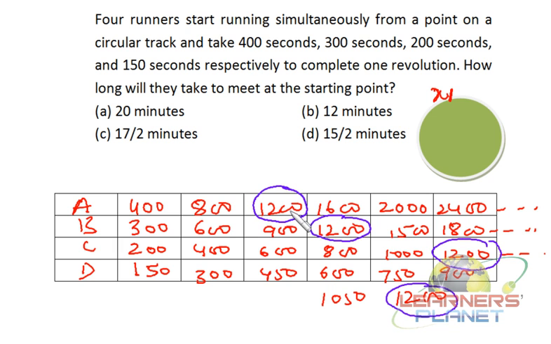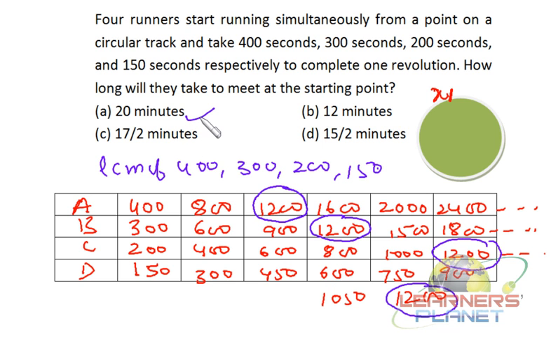Now what is this 1200? This 1200 is actually the LCM of 400, 300, 200 and 150. Okay, just take the LCM of 400, 300, 200 and 150. It is actually 1200 seconds, that is 20 minutes. It's very simple, friends. I just explained to you through this diagram how it is happening. Okay, else in your examinations you don't have to draw the diagrams or the table, you can just take the LCM of the data and you can get the answer easily.